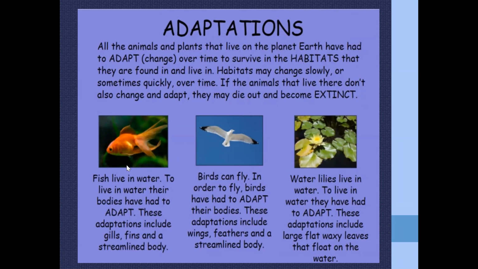So the fish that live in water, to live in water, their bodies have had to adapt. And what are their adaptations? They include gills, fins, and a streamlined body. The body of this fish is in this way. This type of body shape is called a streamlined body.